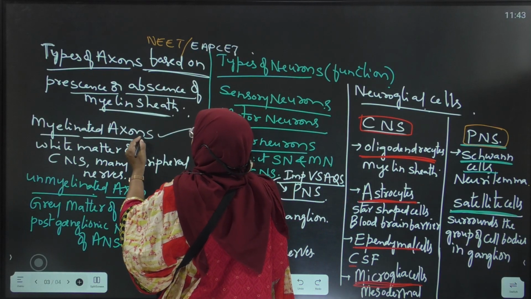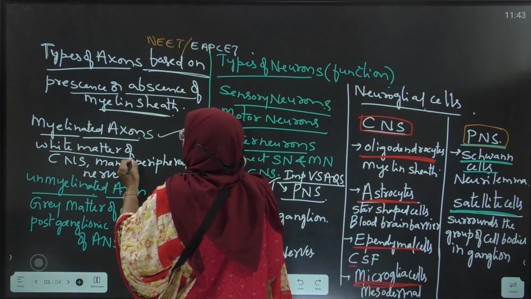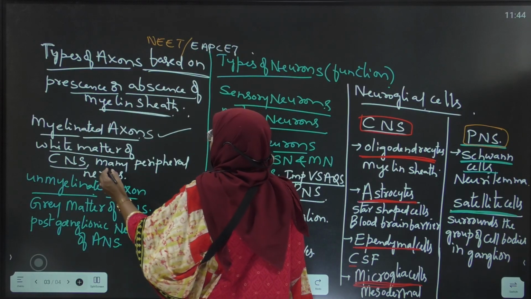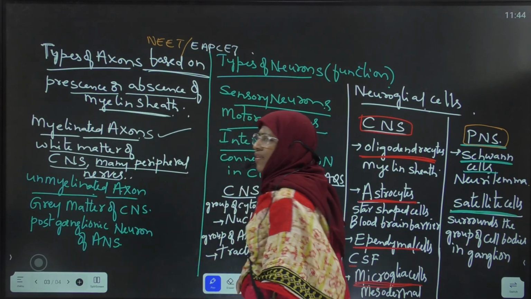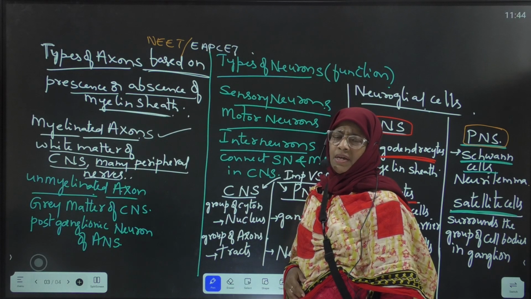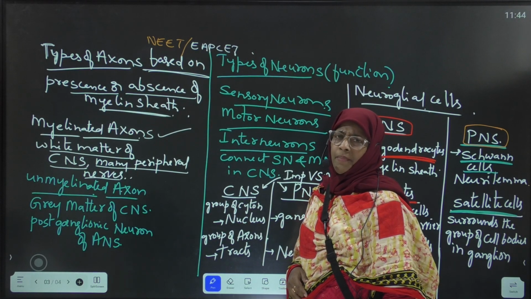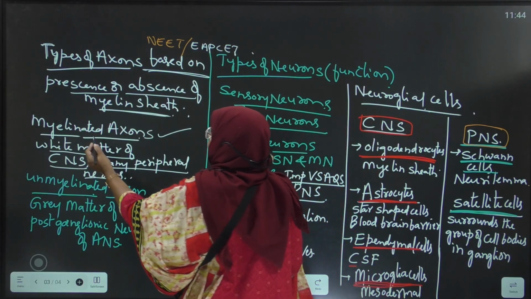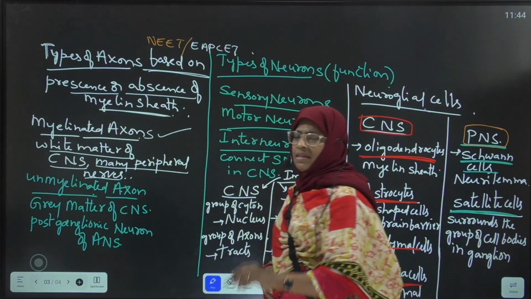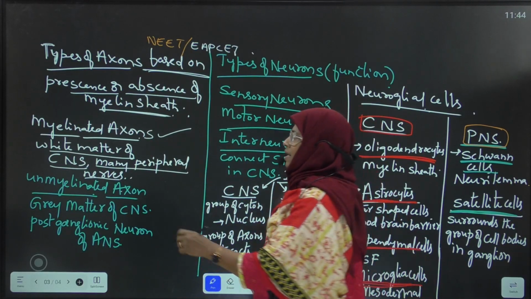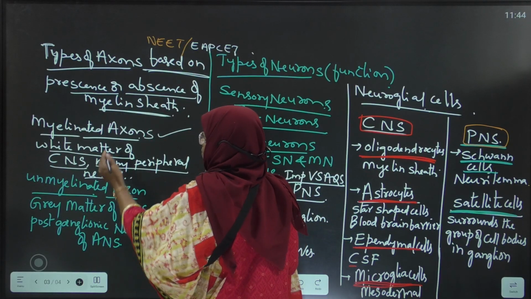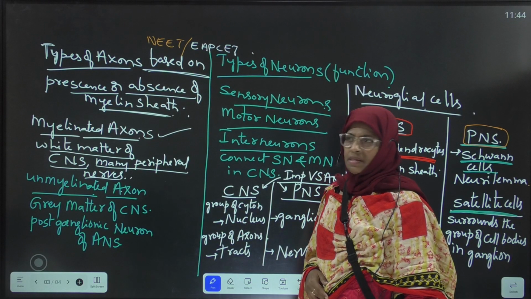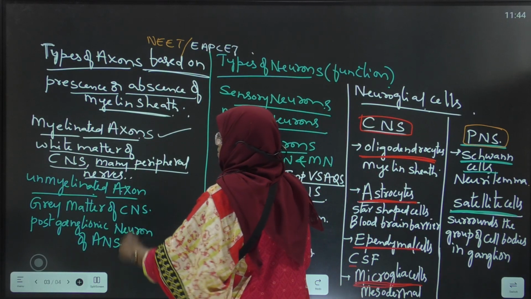Okay, these myelinated axons are present in the white matter of the central nervous system and many peripheral nerves. Peripheral nerves means cranial nerves and spinal nerves. Cranial nerves means nerves originating from the brain. Spinal nerves means nerves originating from the spinal cord. These axons are covered with myelin sheath, hence they are called myelinated axons. And these myelinated axons are present in the white matter of the central nervous system and many peripheral nerves also consist of myelinated axons.